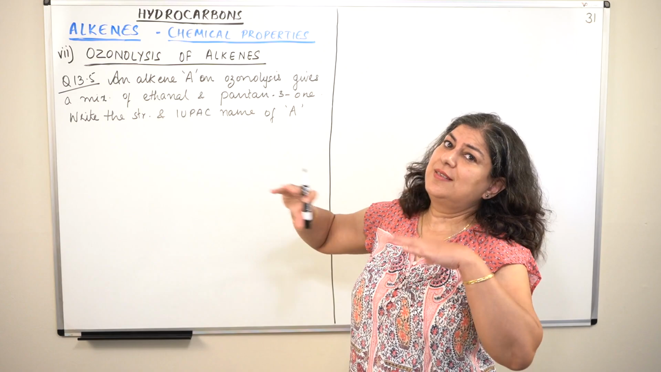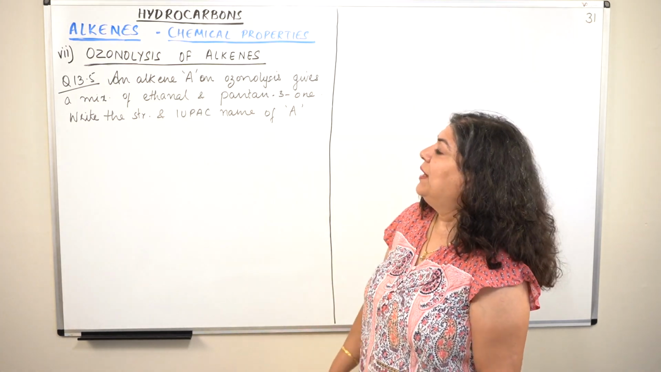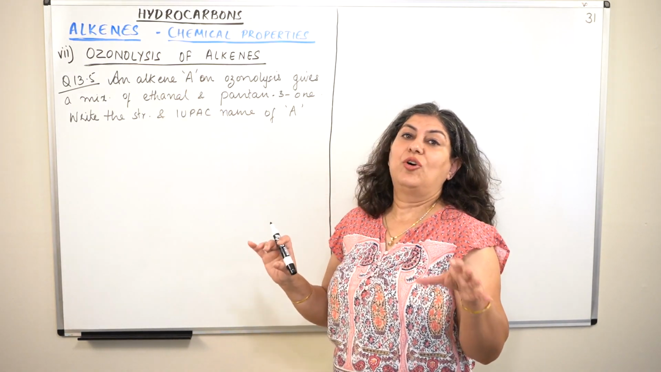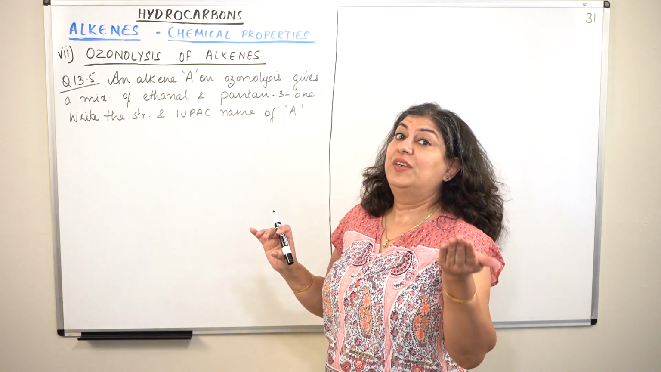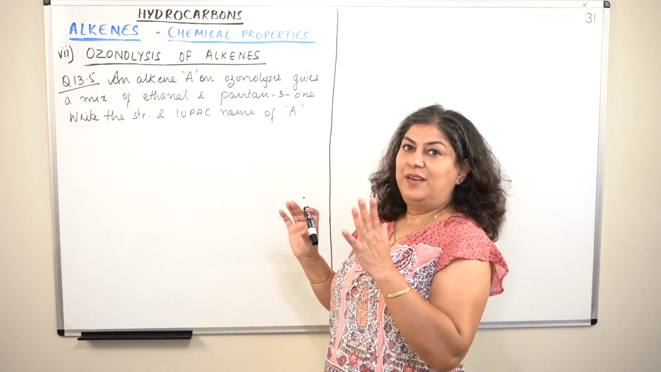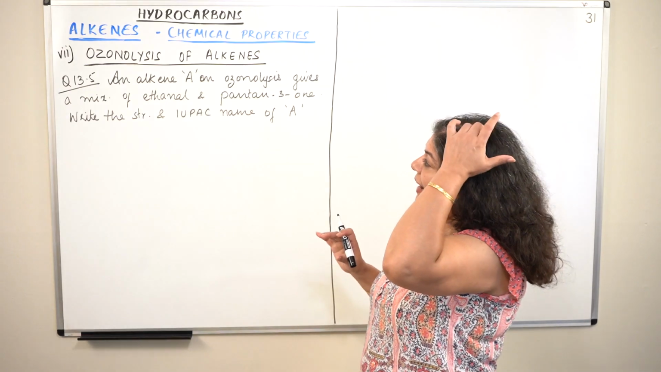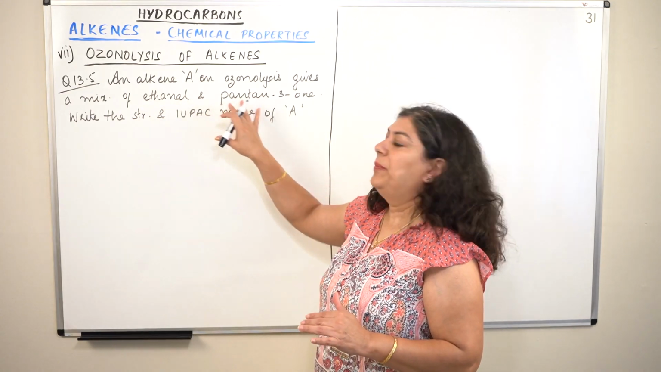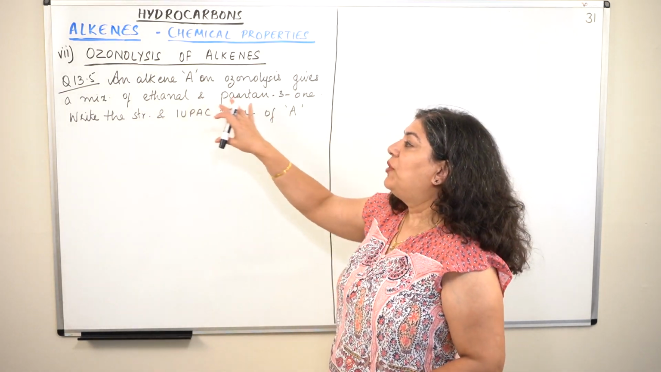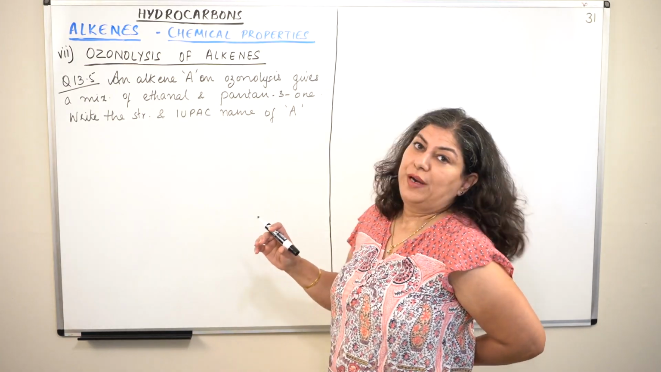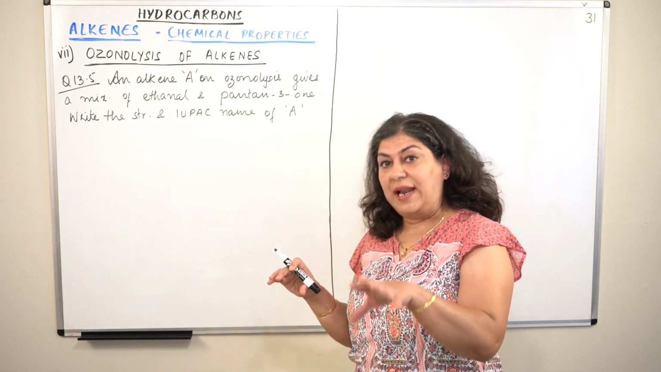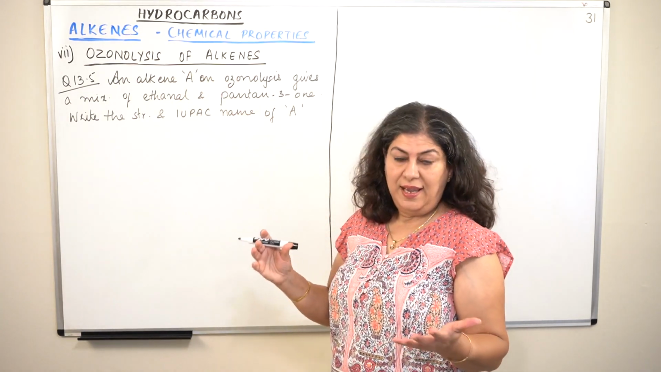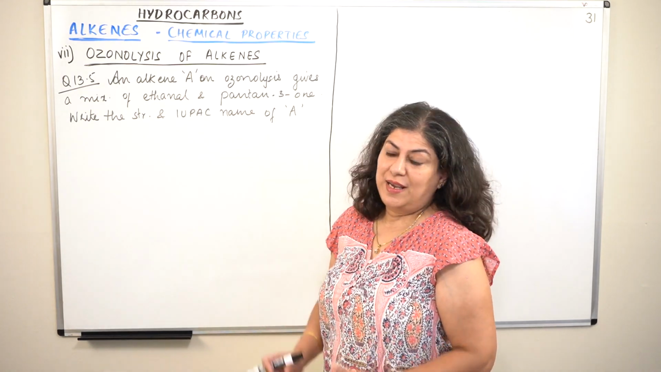In this question, question 13.5, this is a reverse question. Let me just read the question. An alkene, the name of the alkene is not given. In the previous question, the name of the reactant, that is the alkene, was given. Here, you're not given the name of the alkene. Alkene A on ozonolysis gives a mixture of ethanal and pentan-3-one. So the products are given to you. These are the products of ozonolysis of an alkene, and the alkene is represented by A. So you have to identify A and give the IUPAC name of this compound.